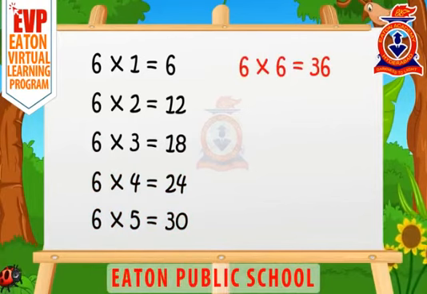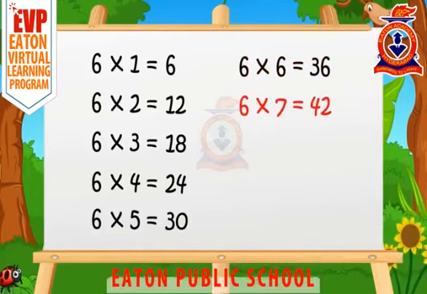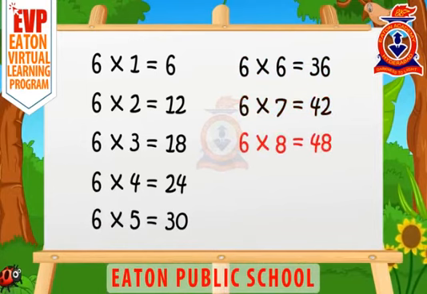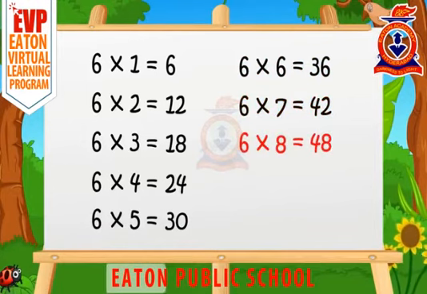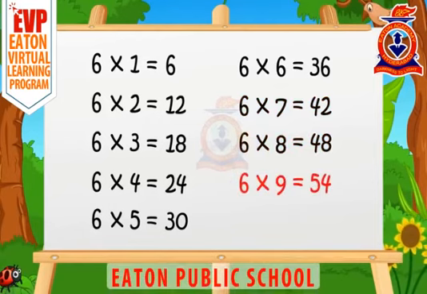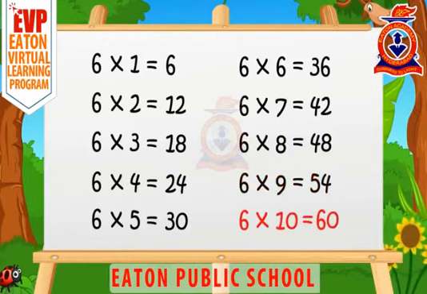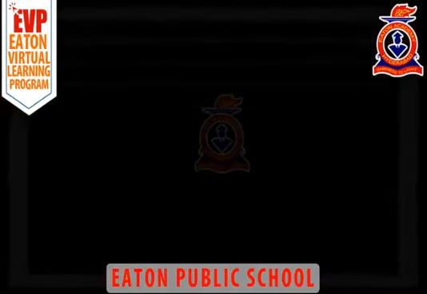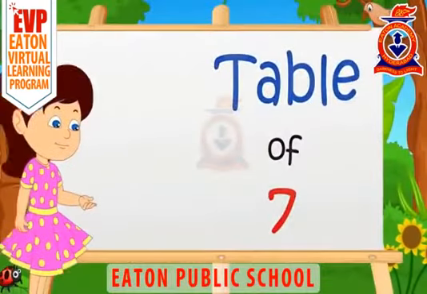6 sevens are 42. 6 eights are 48. 6 nines are 54. 6 tens are 60. Table of 7.